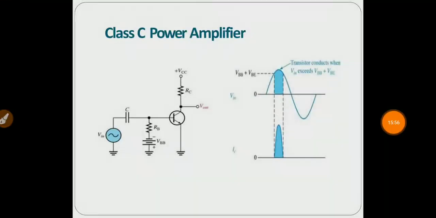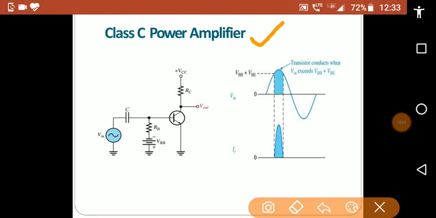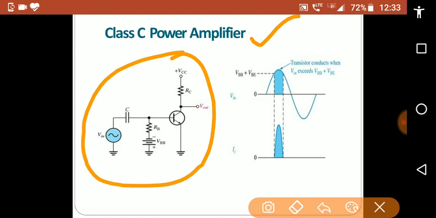So student, this is the circuit diagram of class C power amplifier. Here the transistor conducts when the input voltage exceeds VBB plus VBE, meaning this voltage. So this is the circuit diagram of class C amplifier.